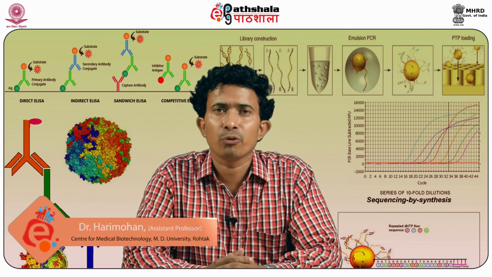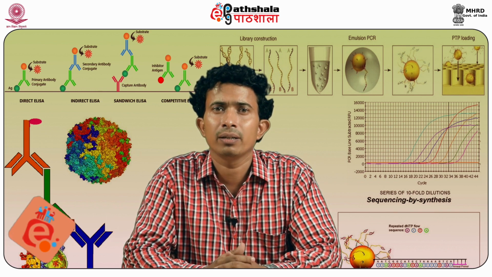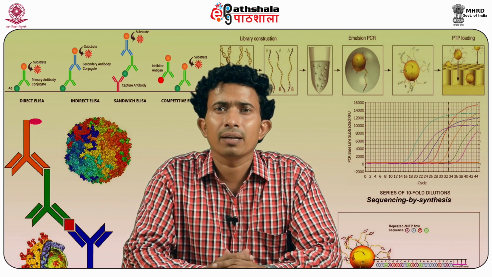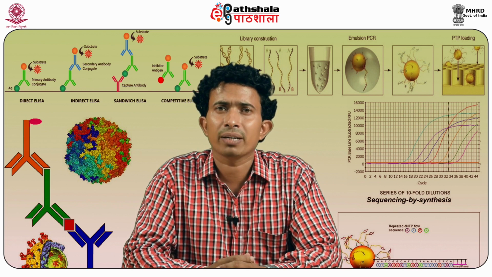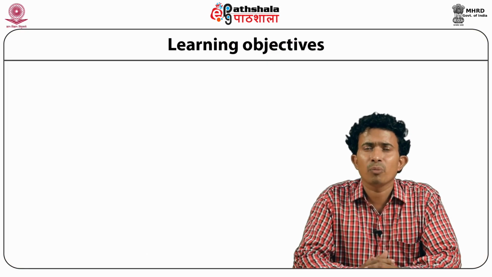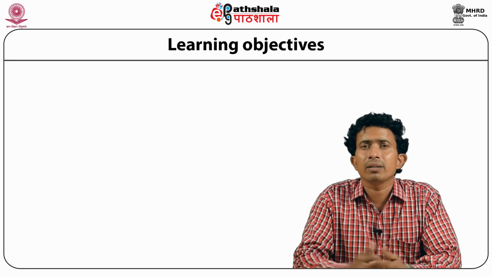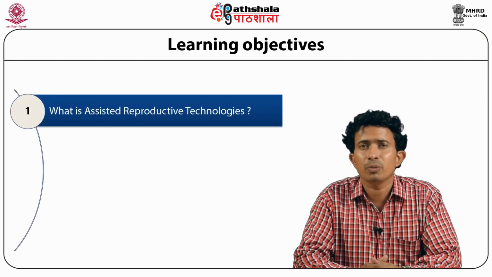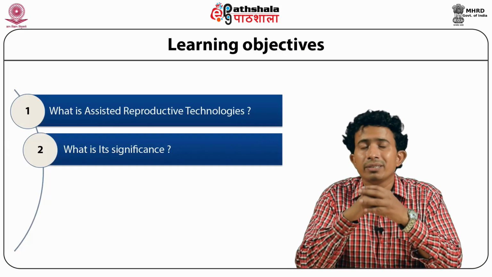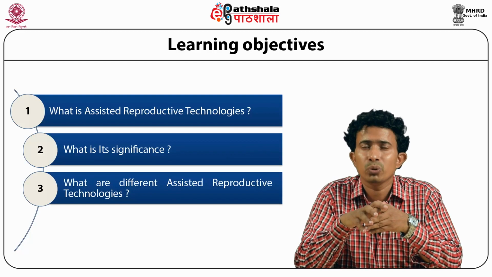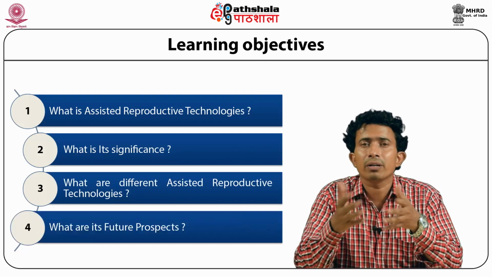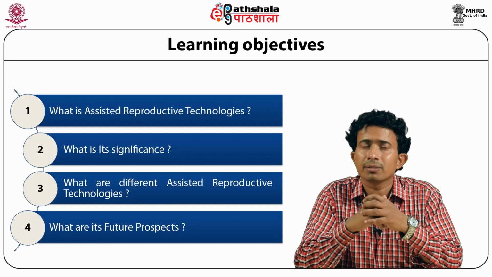I am Dr. Hari Mohan from Center for Medical Biotechnology, Maharshi Dayanand University, Rohtak, Haryana. Today we are going to discuss a module, Assisted Reproduction Technology, under the paper Animal Cell Biotechnology. Objectives of this module are to understand what is assisted reproductive technology, what is its significance, what are different assisted reproductive technologies used commonly in the field, and what are its future prospects.